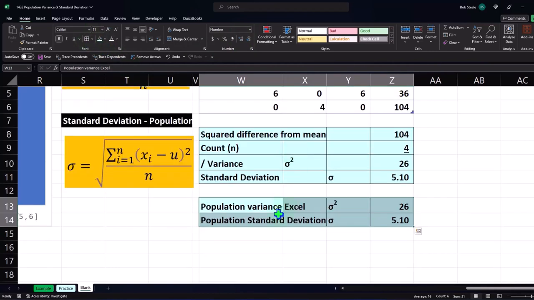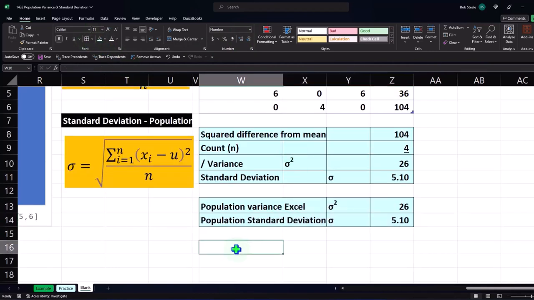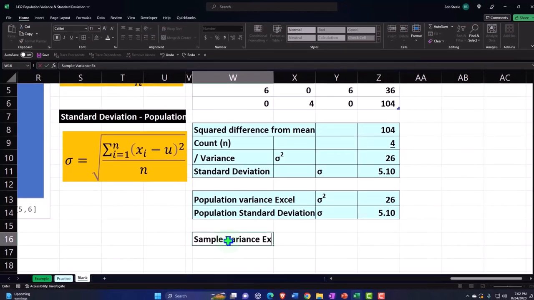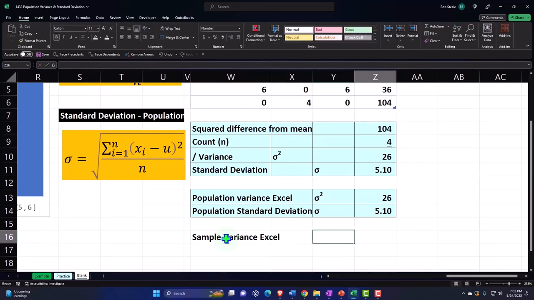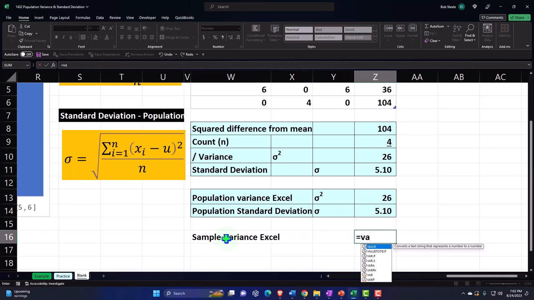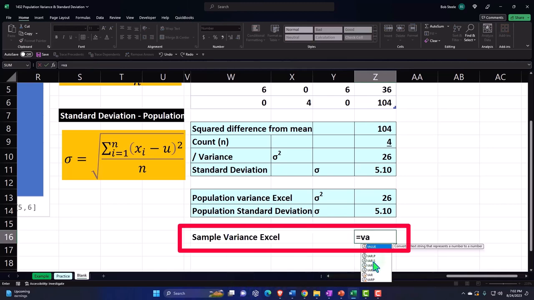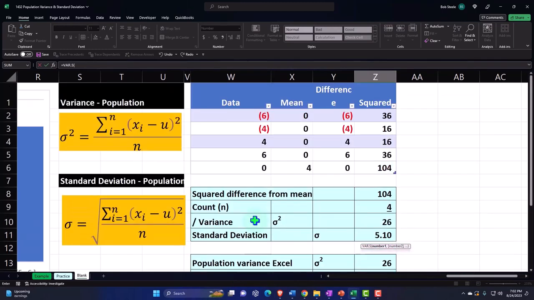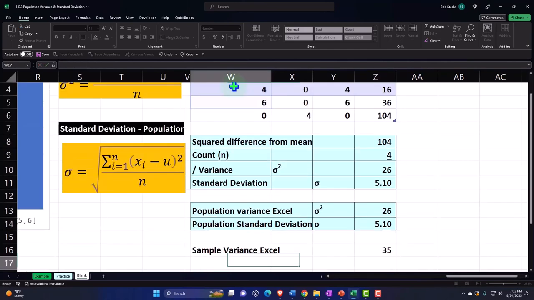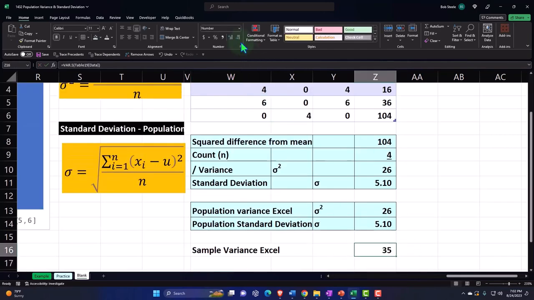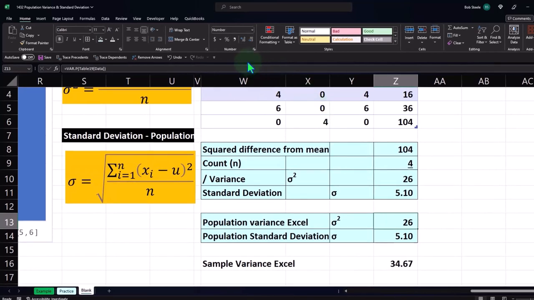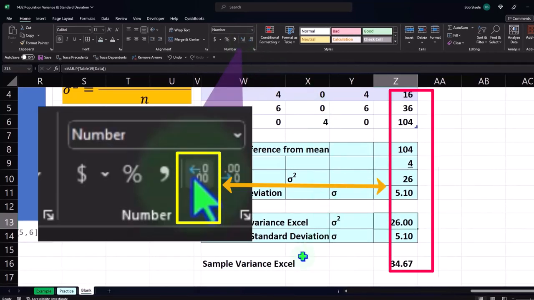Now, just to compare that to the formulas, which we'll take a look at in more detail later, which is the sample variance in Excel. So that's going to be equal to the variance. So the variance, but let's look at the sample just to get the difference. And let's pick up the data. So if I use that calculation, I get 35, adding a couple decimals. We'll add some decimals here. It's even there.